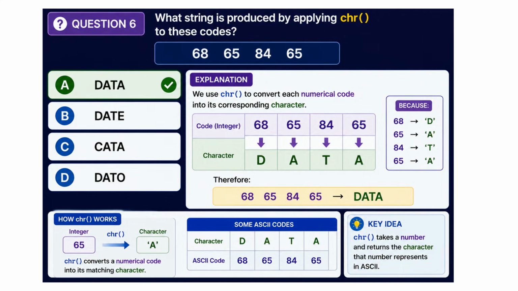68 becomes D, 65 becomes A, 84 becomes T, and 65 becomes A. So when we put these characters together, we get data. Remember, CHR converts a numerical code into its corresponding character.